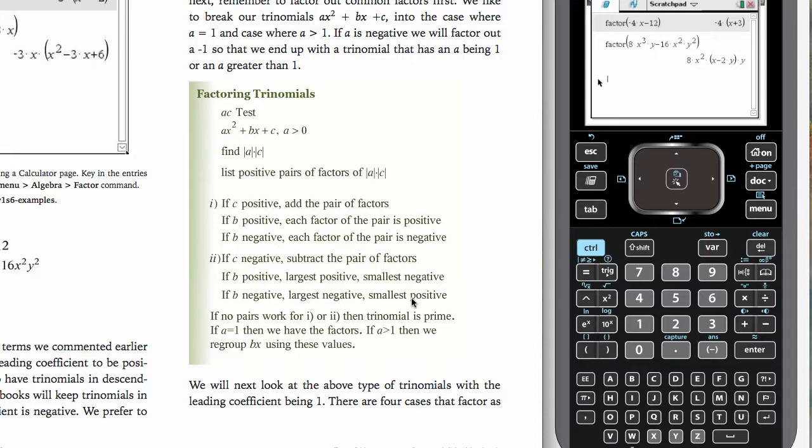Now there are going to be two situations for this A. There's the situation where A is equal to 1, and the situation where A is greater than 1. If A is equal to 1, then the numbers that we came up with in here will turn out to be the factors. If A is greater than 1, we will change the middle term by regrouping it and then factor by grouping.